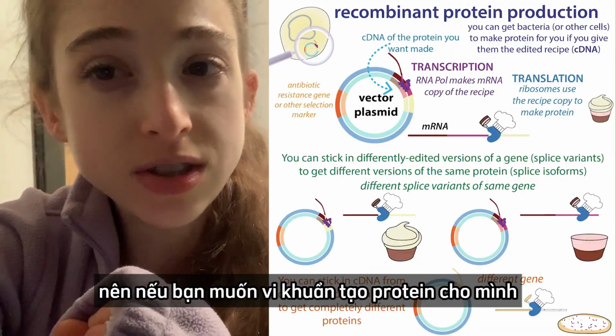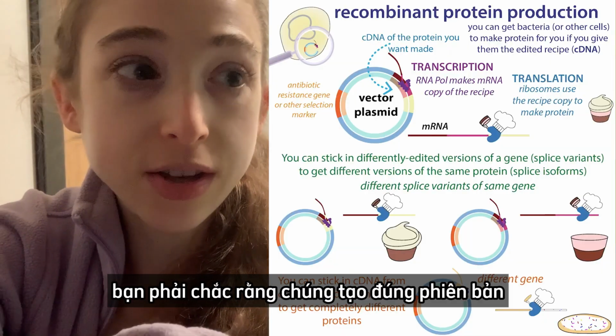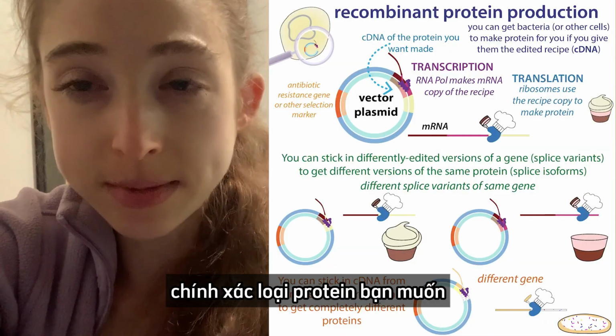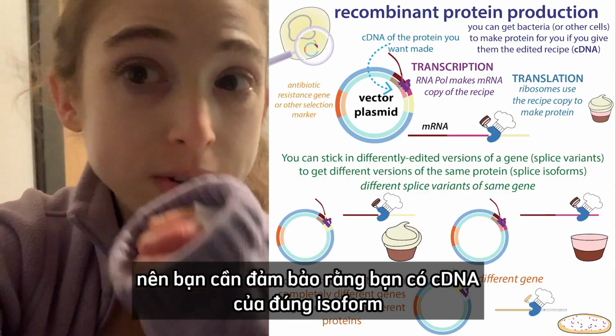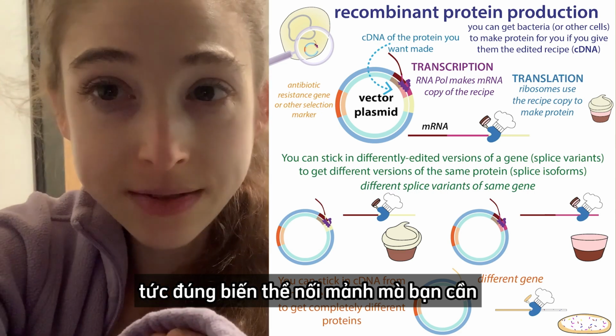And so if you want to, say, get a bacteria to make a protein for you, you want to make sure that you're having them make the version that you want them to make. And so you want to make sure that you have the cDNA for the right splice isoform you want.